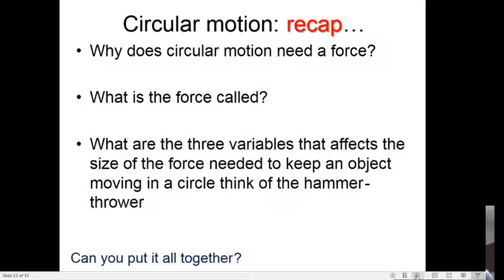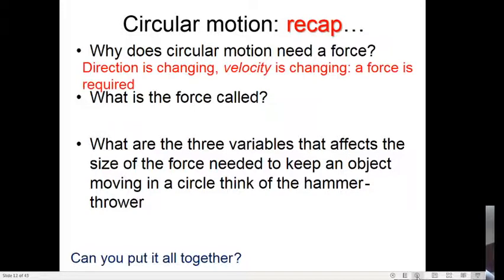So, to recap, what did you put for these? Why does circular motion need a force? Well, the answer, as I hope you put, is that the direction is changing. It's moving in a circle, so the direction is constantly changing. As we know, velocity is a vector, so the velocity is changing. And Isaac Newton said you need a force to change the velocity. So we need a force to keep it moving in a circle, because the direction and velocity are changing. The force is called centripetal force, which I gave away at the start of the lesson, and it acts inwards.